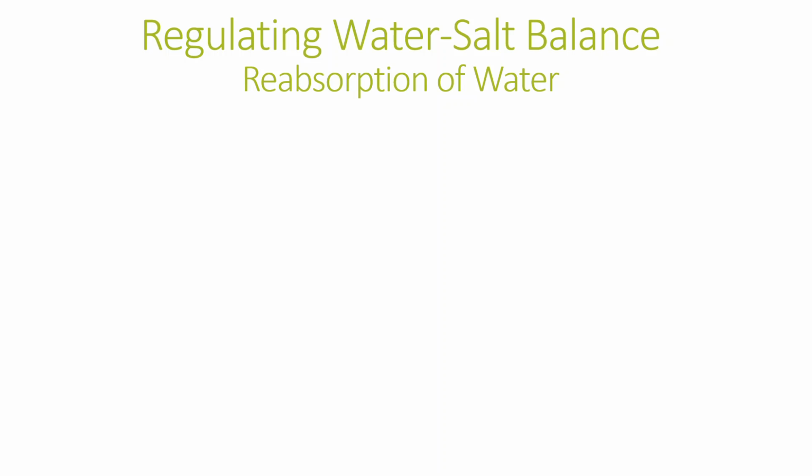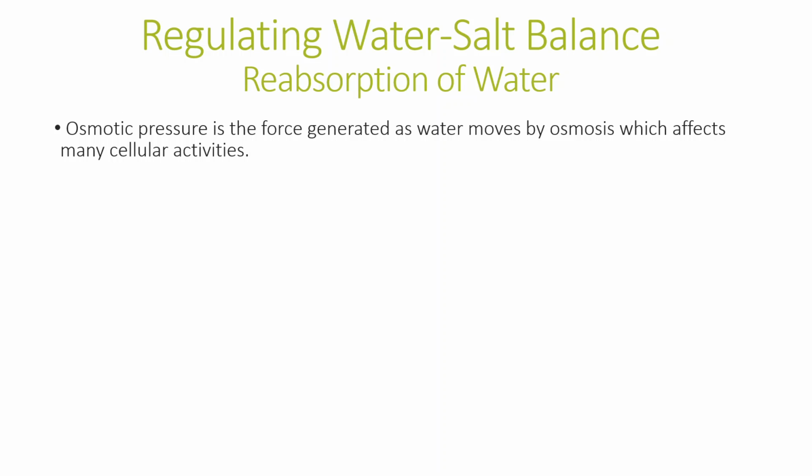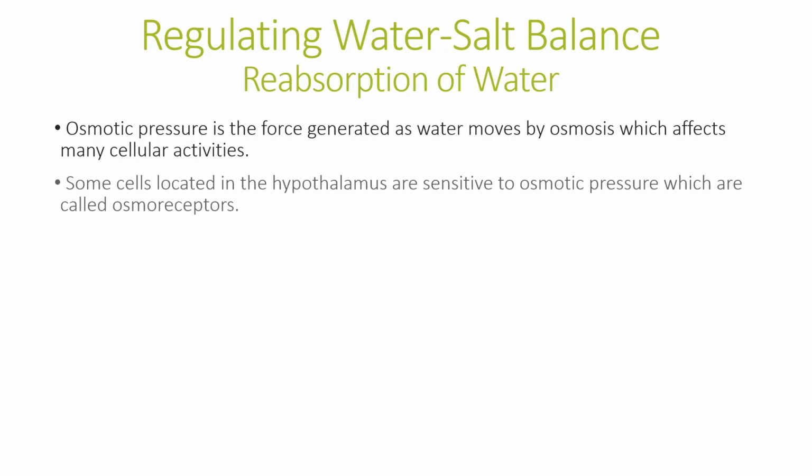The kidneys keep the water-salt balance of the blood within normal limits, so they can maintain the blood volume and the blood pressure. Most of the water and salt present in the filtrate is reabsorbed across the wall of the proximal tubule. The force generated as water moves by osmosis is called osmotic pressure. Osmotic pressure affects many cellular activities, especially the exchange of materials between the cells and the blood. Osmotic receptors are the cells that are sensitive to osmotic pressure. Most receptors are located in the hypothalamus.